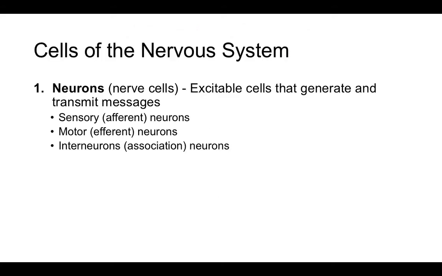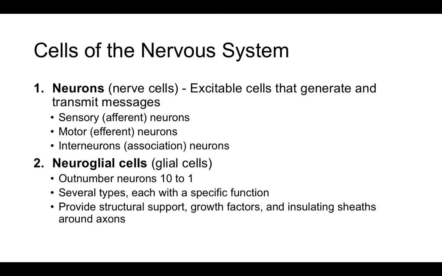So we have two major cells of the nervous system. The first one is a neuron, and these are what we refer to commonly as nerve cells. They are excitable and they transmit messages. Three main types: sensory, motor, and interneurons.